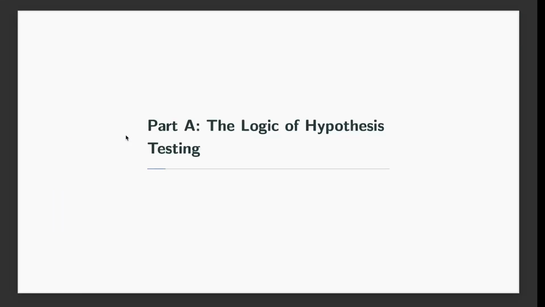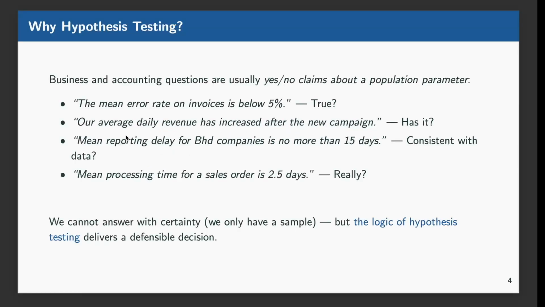Welcome to Part A, the logic of hypothesis testing. Brand new vocabulary starts right here, including the terms H0, H1, and the 2 distinct kinds of error we can make. Business and accounting questions are usually framed as yes or no claims about an entire population. Is the mean error rate on invoices really below 5%? Has average daily revenue actually increased since a new marketing campaign launched? Is the mean reporting delay for listed companies really no more than 15 days?